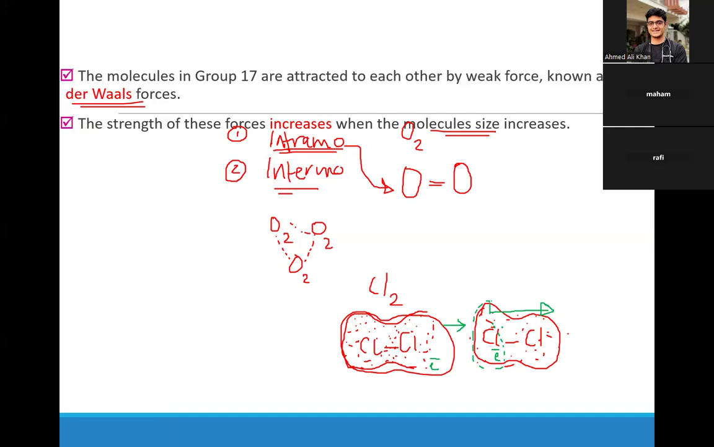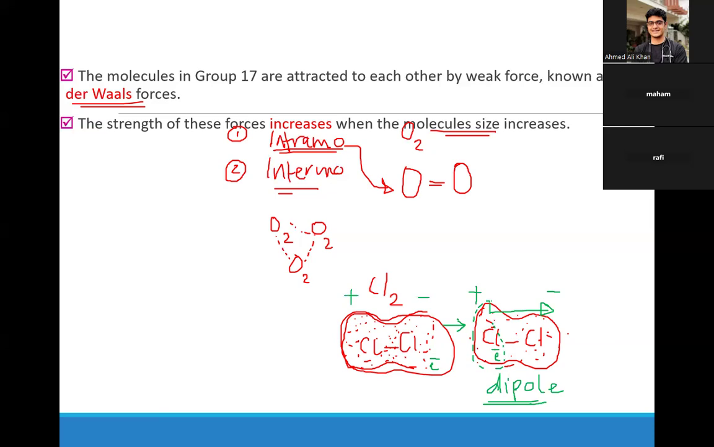So what will this create? This will create a relatively positive zone here and a more negative zone here, right? This is known as a dipole. A temporary dipole will be created, right? As long as this chlorine molecule is in its proximity, this dipole is created. And the opposite dipole will be created on the other end. Say, for example, right here it will be negative, obviously, and this will be positive.